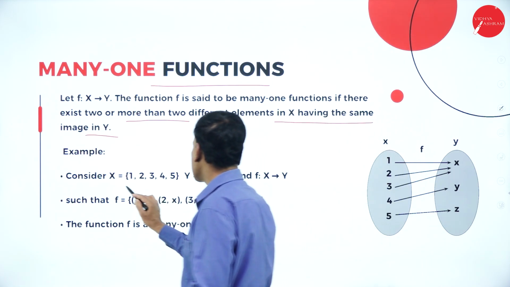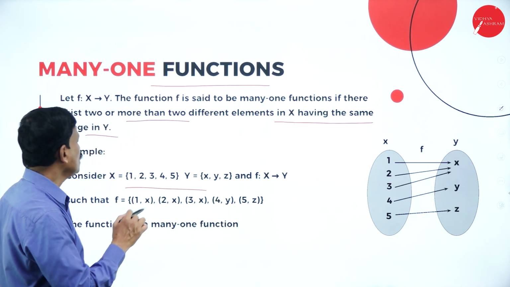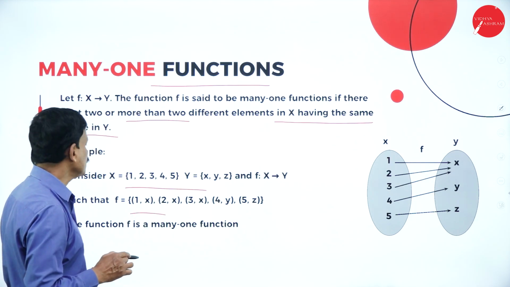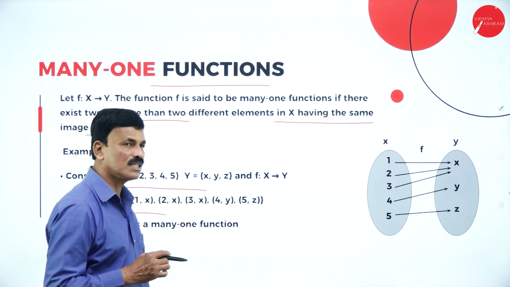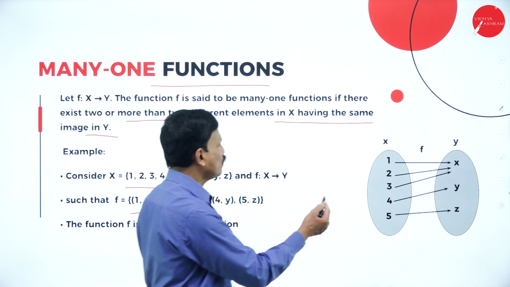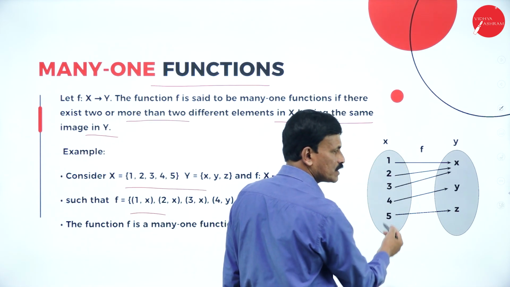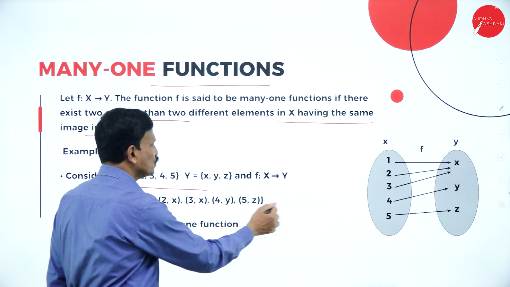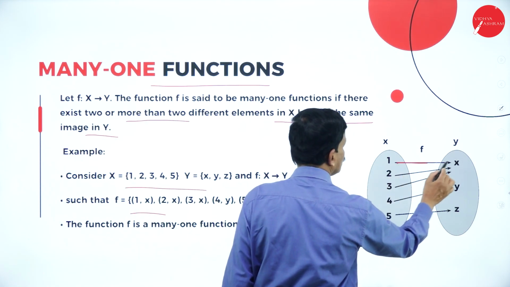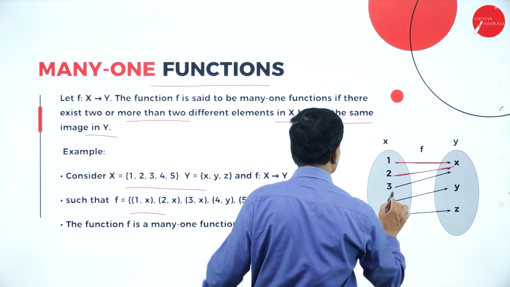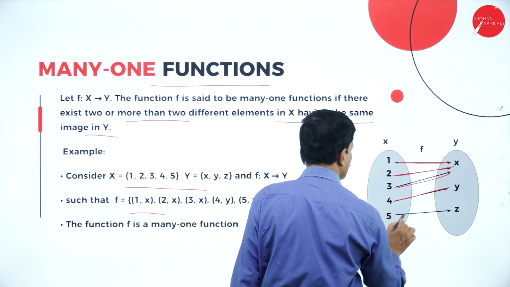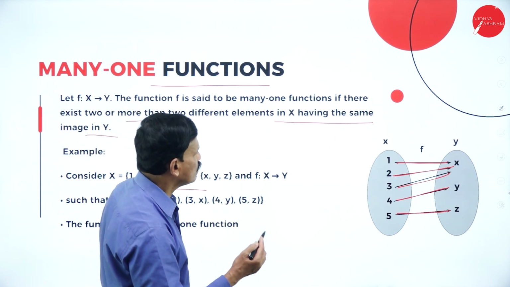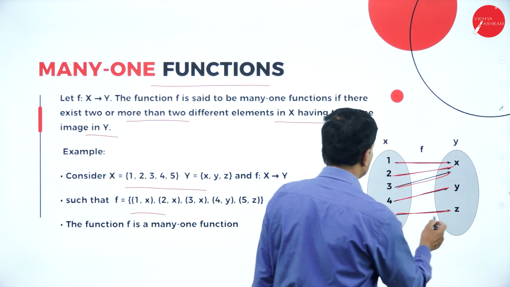Now, let us consider, for example, X is equal to 1, 2, 3, 4, 5 and Y is equal to x, y, z. Define a function f from X to Y as 1 to x, 2 to x, 3 to x, 4 to y and 5 to z. 1, 2, 3, 4, 5 are the elements of set X. x, y, z are the elements of the set Y. So 1 to x, 2 to x, 3 to x, again 4 to y and 5 to z.